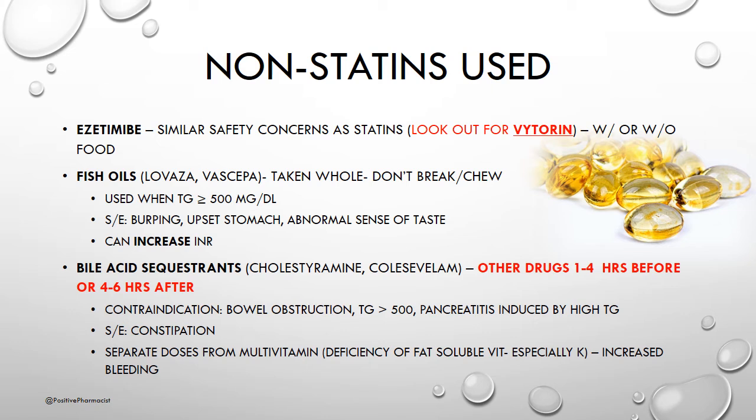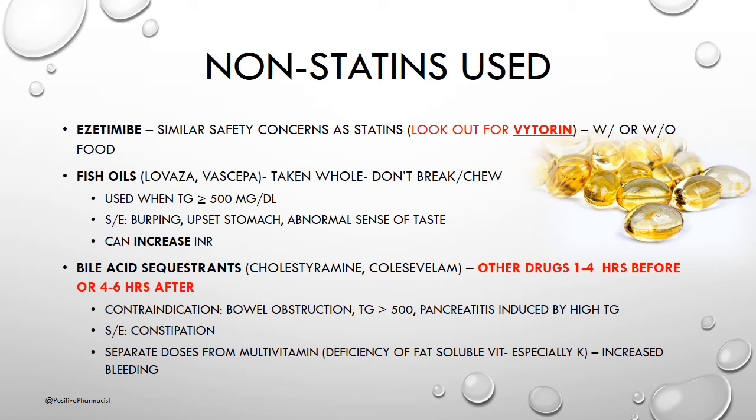So with the fish oils, that's when you want to use it. With the bile acid sequestrants, that's when you want to avoid it. But usually the ACC/AHA guidelines recommend that if a patient already has triglycerides of 300 and more, just stay away from bile acid sequestrants altogether because they can elevate the triglycerides. So just stay away from them. Even starting at 300 is not recommended, but it's definitely contraindicated at 500. Some side effects of these drugs include constipation. That's the most common one that you want to remember.